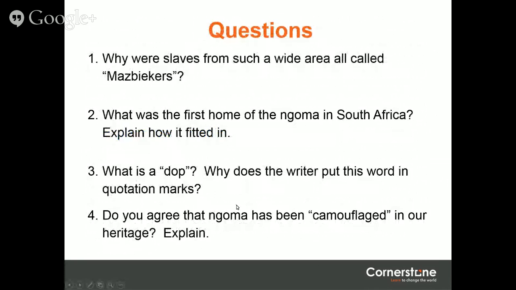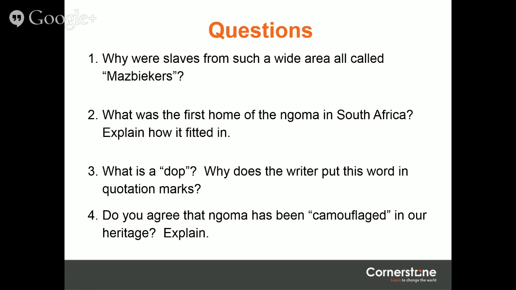Right, here are the questions. Why were slaves from such a wide area all called Mozambicers? And yes, you can type in the chat if you have an answer for me, or you can type an answer in questions and answers. And after I've given you a moment, I'll give you the answer so you can see how you're doing.